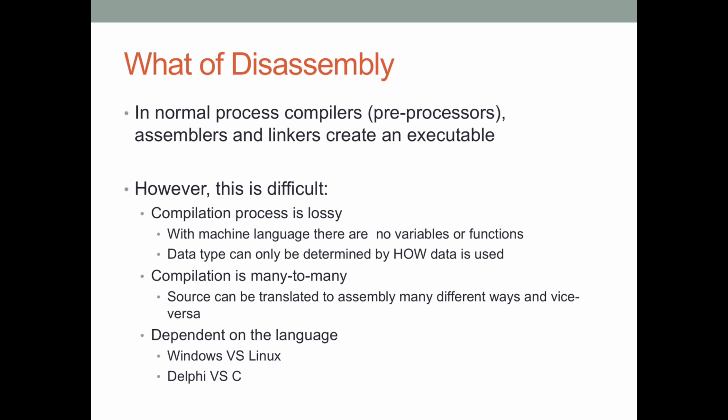Compilation is many to many. That means that the source can be translated to assembly in many different ways and vice versa. It depends on the compiler. It depends on optimizations. We'll talk a little bit about optimizations and optimizing compilers throughout the course. And that can have a big impact on the resulting binary, the resulting machine code, in that the same source can produce different machine code, a different binary. The program might execute the same, but if you open those two different versions up in IDA, you might have two different databases or small changes in the two databases that you're looking at.